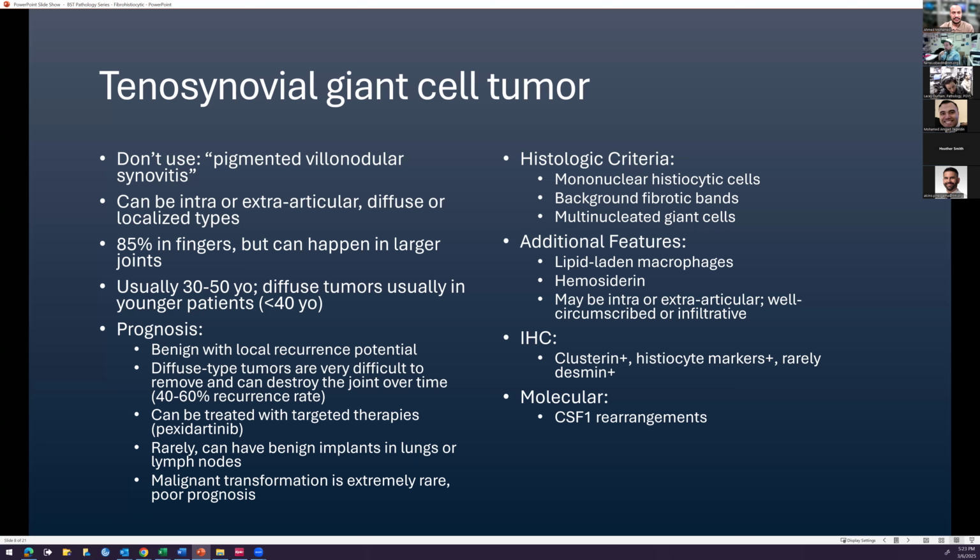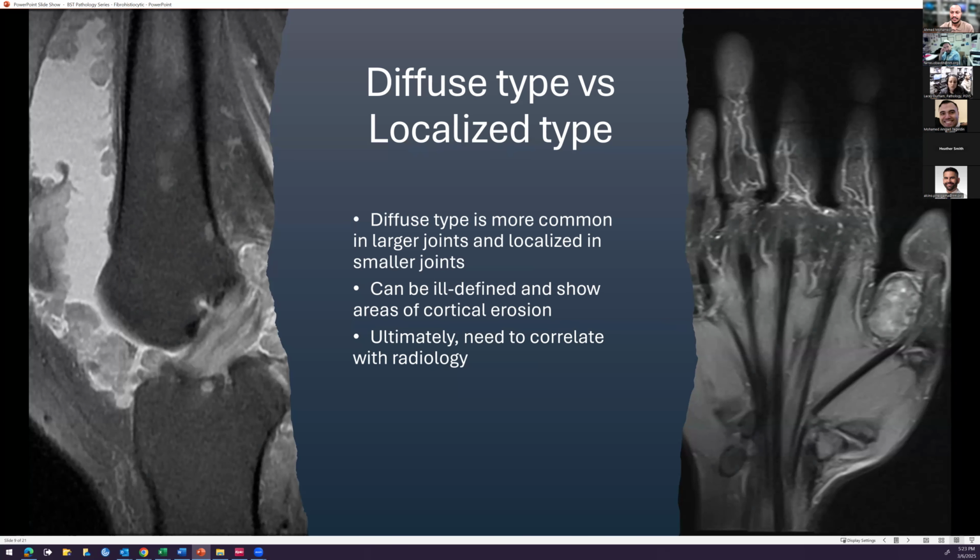All right. So a crucial thing is that whenever you look at these, you always need to look at the radiology to really detail the difference between the diffuse and the localized type. If you can, I would comment on whether you feel like it's diffuse or localized. If you're not able to, you don't have the radiology or it's not clear, your radiologist is not giving you a straightforward answer, you can always just say correlate with radiology, because that's important.